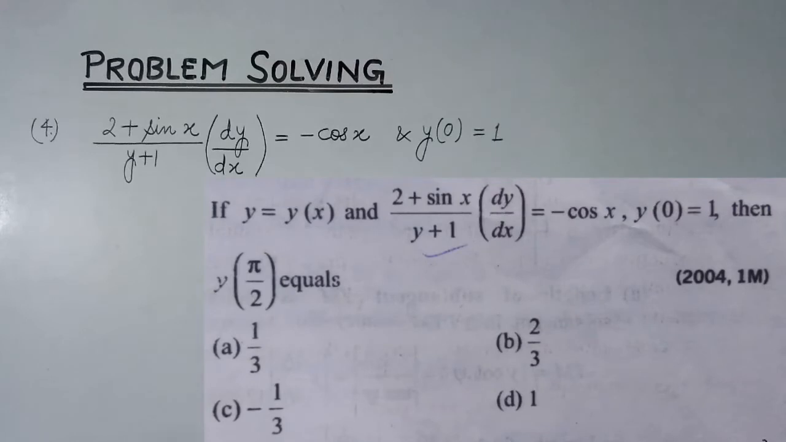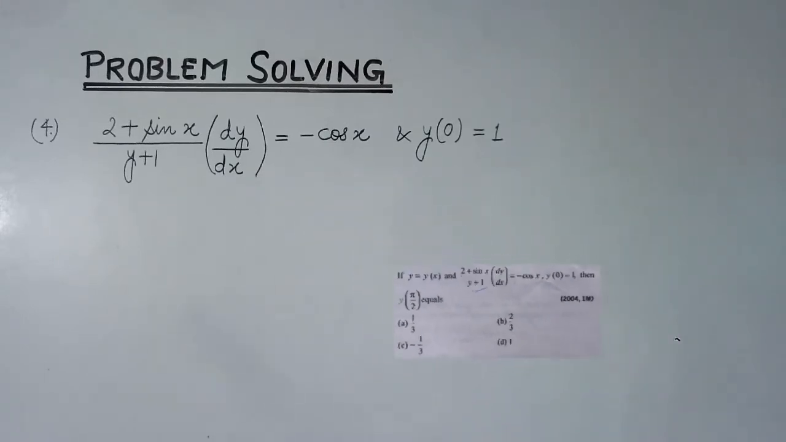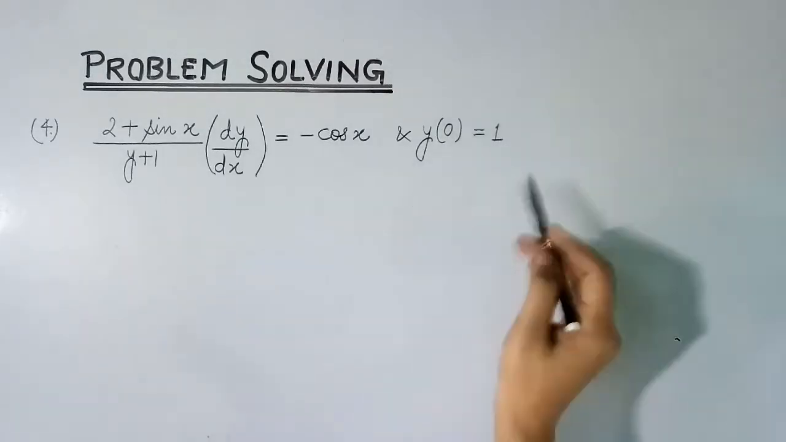Now the fourth question is on the screen. If y is equal to y of x and the given differential equation is (2 plus sin x) upon (y plus 1) dy by dx is equal to minus cos x and y0 is equal to 1, then y of pi by 2 equals. So this is a similar question to what we have discussed, and to find the answer we have to first solve the equation and find the constant using this given value.